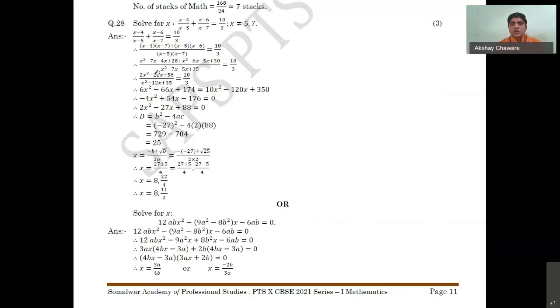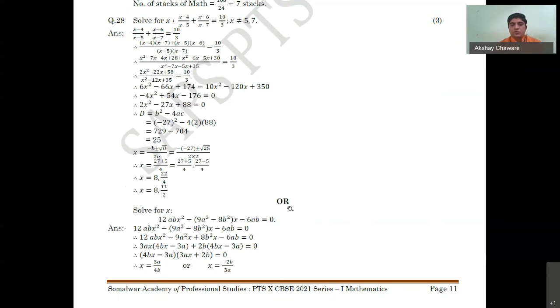Okay. So again after simplification we will get one quadratic equation, and we can solve it by any method. You can opt for the factorization method also, splitting the middle term, or we can solve it by the formula method also. So here the solution is given by using the formula method. So x is equal to minus b plus minus root d, where d is the discriminant which is b square minus 4ac, and its value is what? 25. So x is equal to 8 and 11 by 2. That is the final answer.